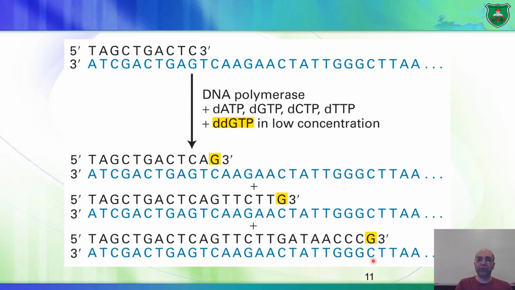Now it continues all the way until it reaches another C. It puts a G, again, probability, this or that. And if it adds a dideoxy, then synthesis stops. So let's say that it stops for another 100. Now we have 700 molecules left for the DNA polymerase to continue synthesis of DNA, and so on. So notice that we're going to have DNA fragments of different lengths.